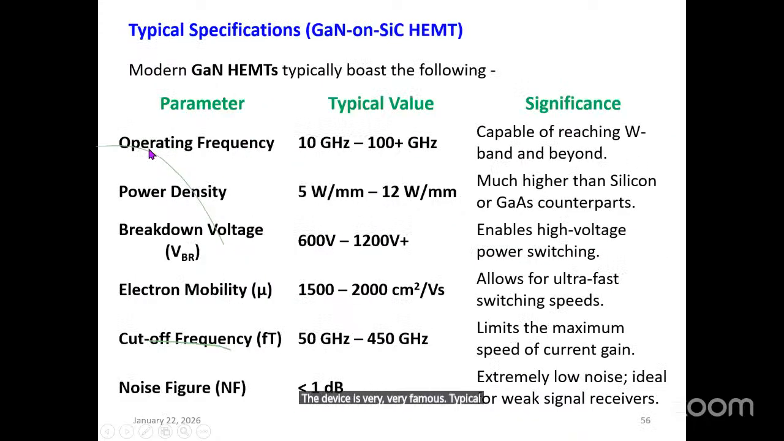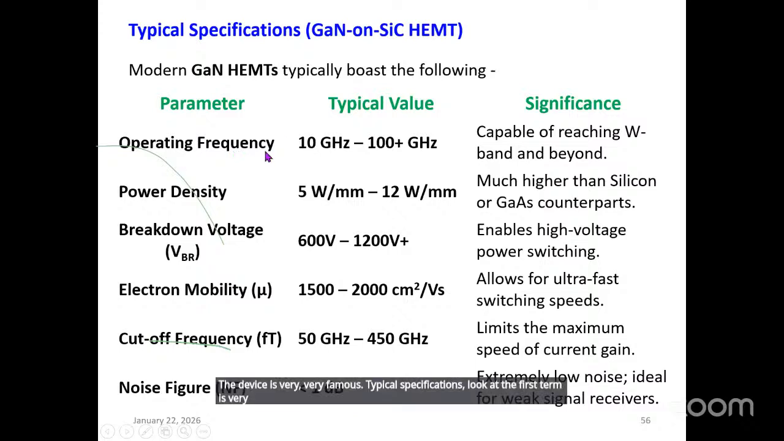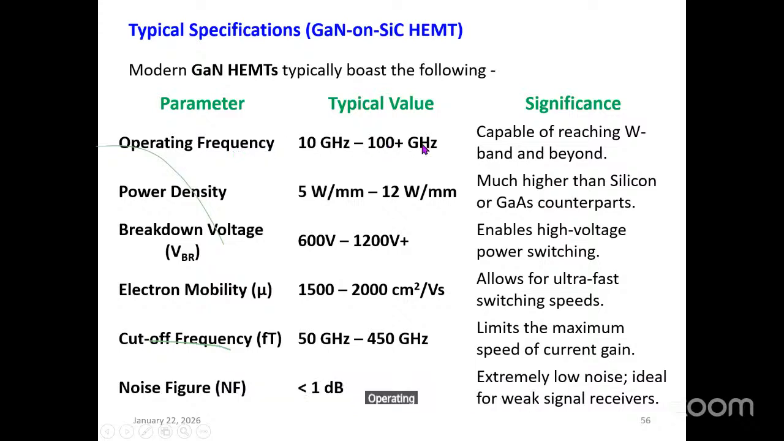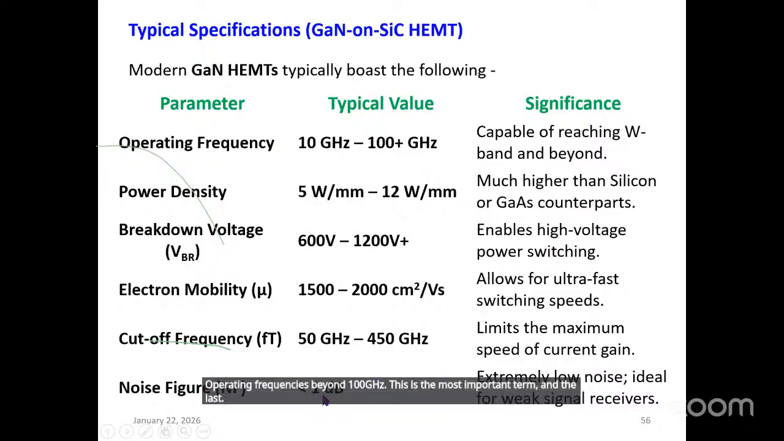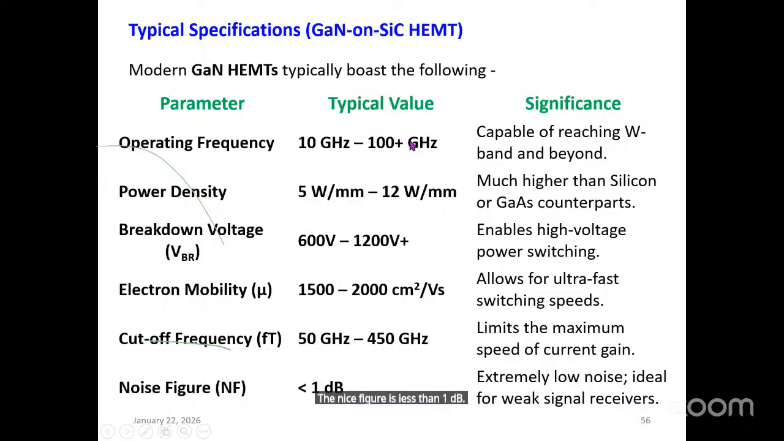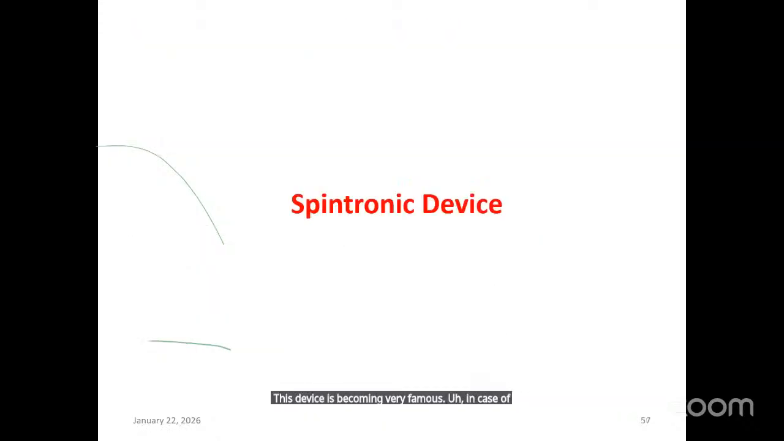For the typical specification, look at the first term, which is very important. The operating frequency is beyond 100 gigahertz. This is the most important term. And the last, the noise figure, is less than 1 dB. Because of these two things, first and last, this device is becoming very famous in RF applications.